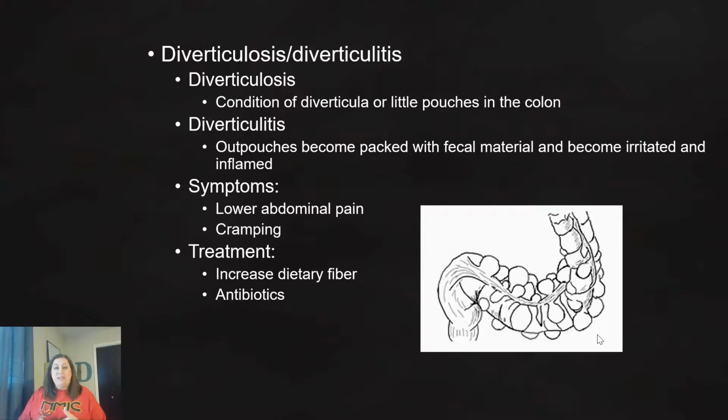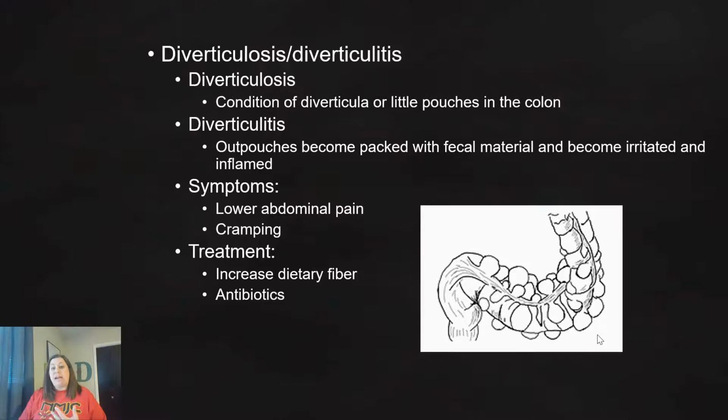Another thing we do see symptom-wise is lower abdominal pain and cramping that takes place with diverticulitis. It can progress and complicate into hemorrhaging, perforation, and even a narrowing of the lumen, okay? The whole narrowing to where movement of food can't occur like it's supposed to.